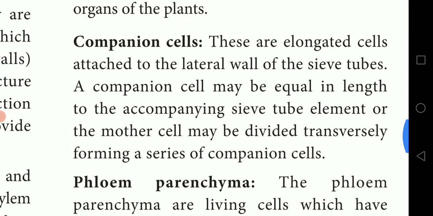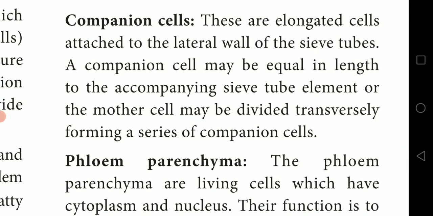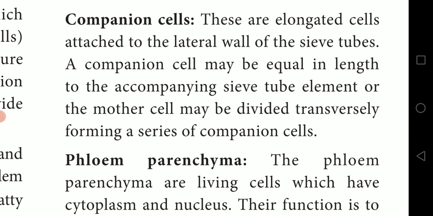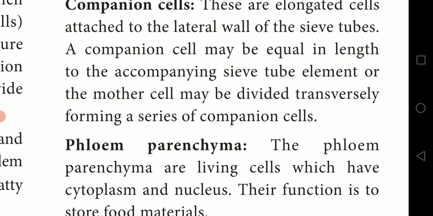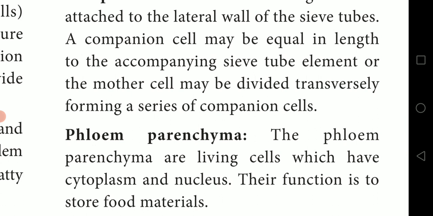The next topic is companion cells. These are elongated, or lengthy, cells attached to the lateral wall of the sieve tubes, meaning the side of the sieve tubes. The companion cells may be equal in length to the accompanying sieve tube elements, or mother cells may be divided transversely, forming a series of companion cells.